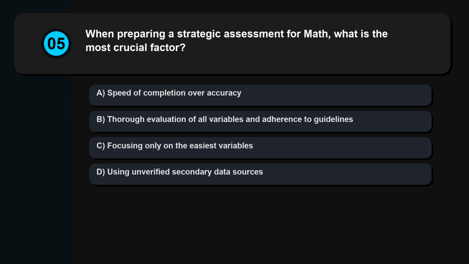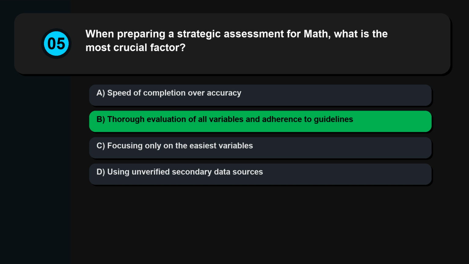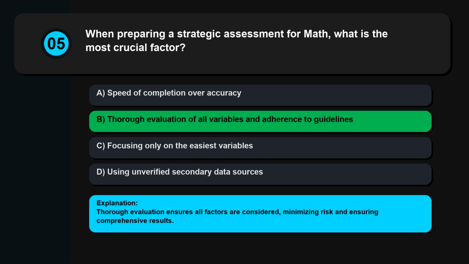Question 5. When preparing a strategic assessment for math, what is the most crucial factor? Speed of completion over accuracy, thorough evaluation of all variables and adherence to guidelines, focusing only on the easiest variables, using unverified secondary data sources. Thorough evaluation ensures all factors are considered, minimizing risk and ensuring comprehensive results.